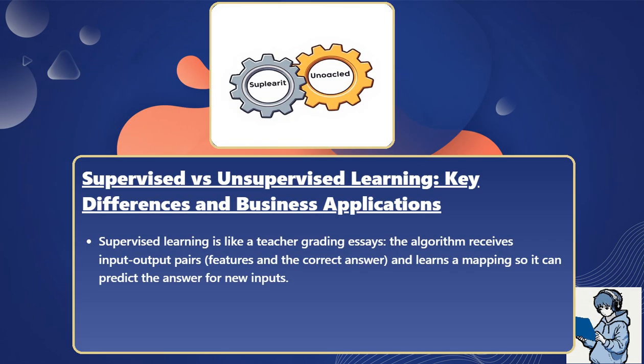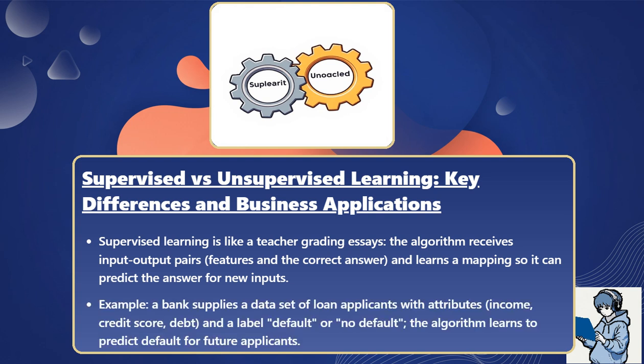Supervised learning is like a teacher grading essays. The algorithm receives input-output pairs, features and the correct answer, and learns a mapping so it can predict the answer for new inputs. Example: a bank supplies a data set of loan applicants with attributes income, credit score, debt, and a label, default or no default. The algorithm learns to predict default for future applicants.